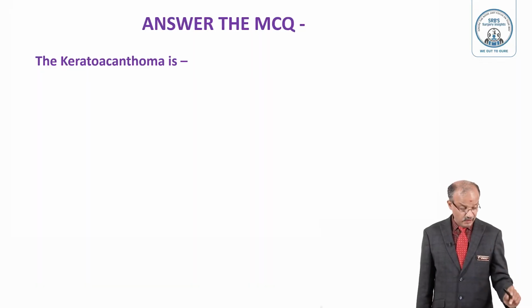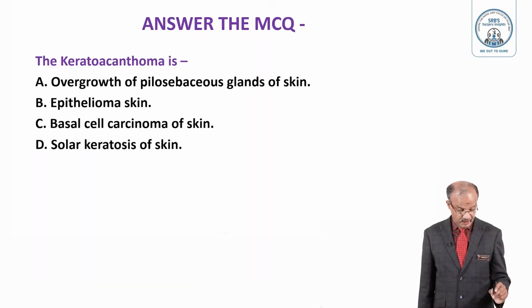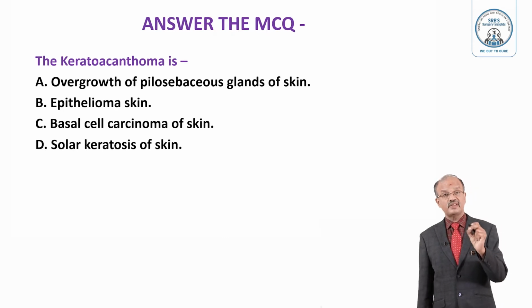So the keratoacanthoma is A, B, C, D. Put the right answer in the comment box. I appreciate your answer and acknowledge your answer.